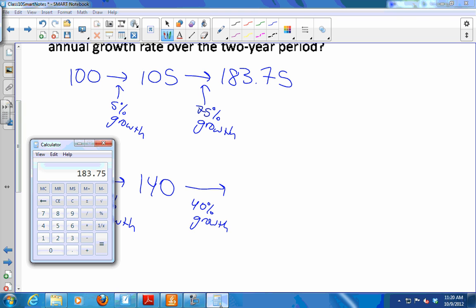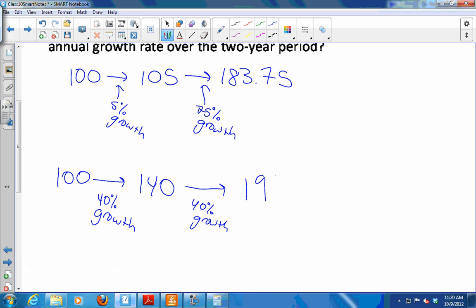And then I have to take that 140 and grow that by 40%. So you multiply 140 times 1.4. And it's 1.4 because we want to keep 100% of it and increase it by 40%. So 140 times 1.4, and we get 196. So are these two equivalent? 5% and then 75%, is that the same as 40 and 40?